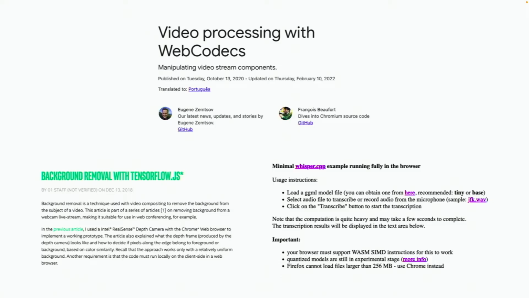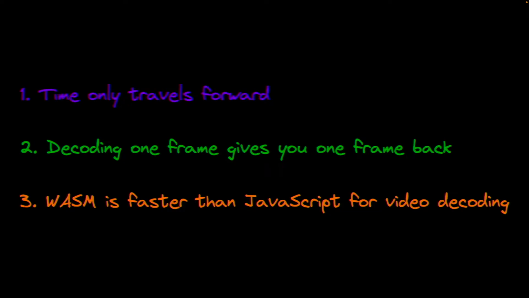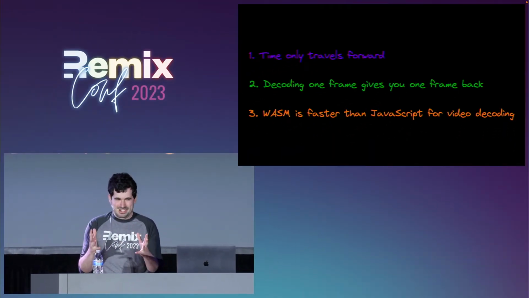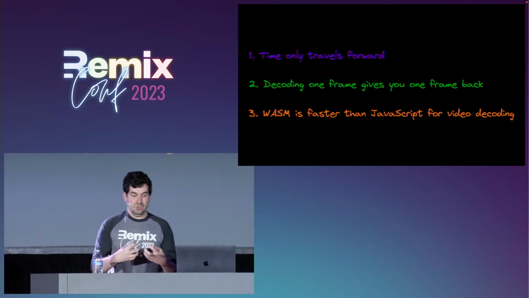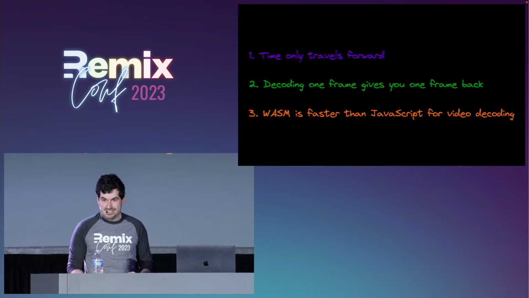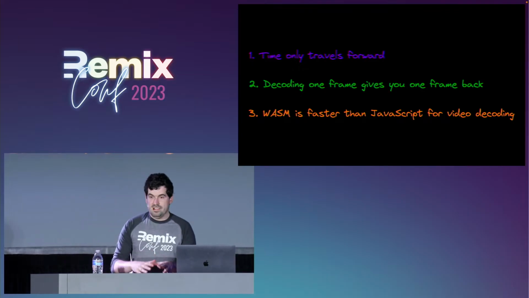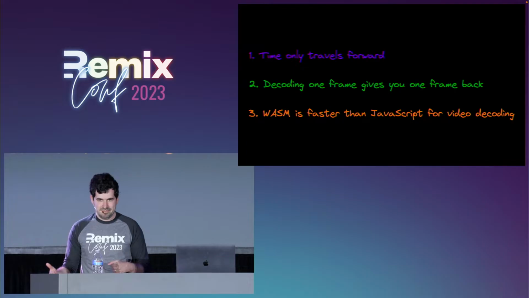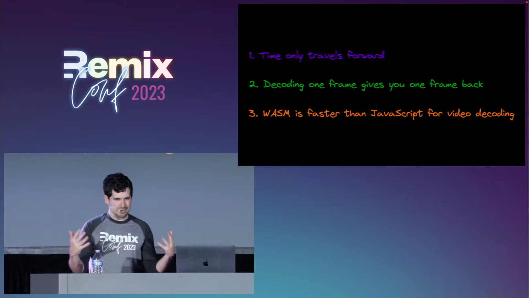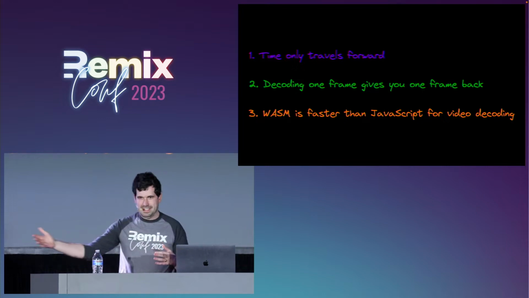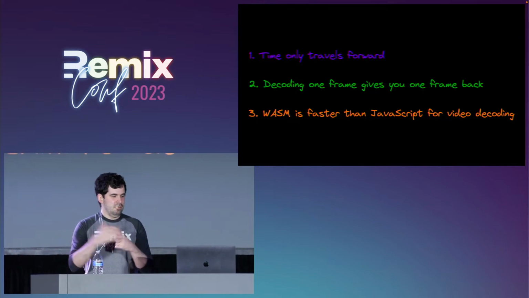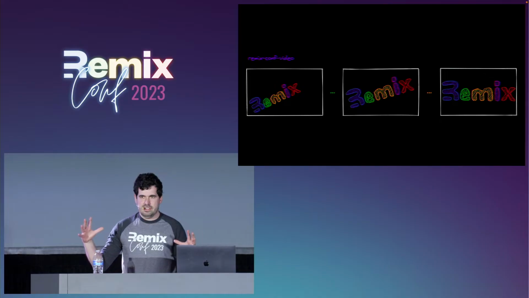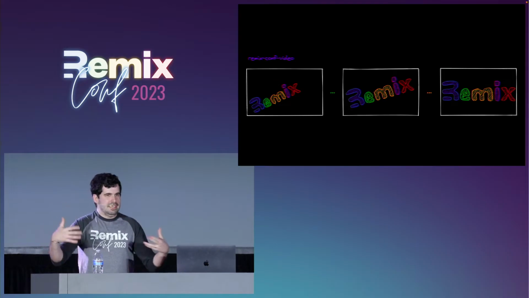Usually when I go into those projects, there are some things that I think are true. In this case, there were 3 things that I thought were true that weren't. The first one is that time only travels forward, which seems logical, but wasn't true. The second is, if you decode 1 frame, you're given 1 frame back. Again, this was not true. And the last one is, WASM is faster than pure JavaScript for video decoding. Those are 3 things that seemed obvious, but weren't. So today we're going to go through the tale of everything I discovered during this journey and see why they weren't. So let's think about what the problem is, the project I wanted to go about.